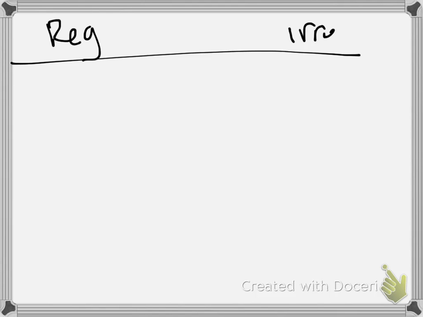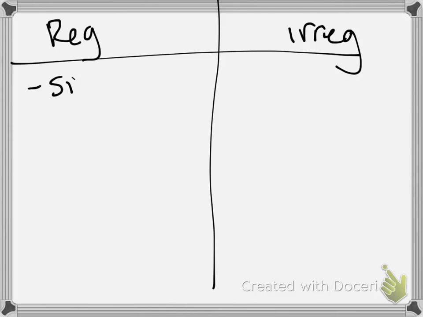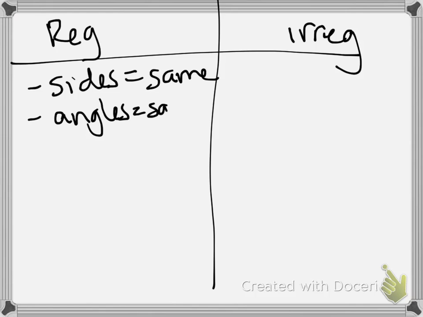So the next thing I want to go over is regular polygons versus irregular polygons. Now, a regular polygon has all of the sides the same length, and all of the angles are the same. All right? And an irregular polygon is still a polygon, so it's still closed and has straight lines, but the sides are different or the angles are different.